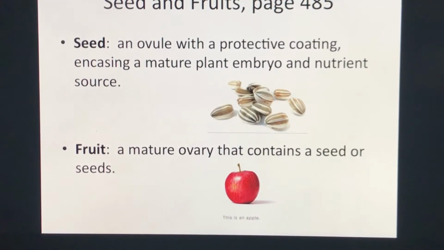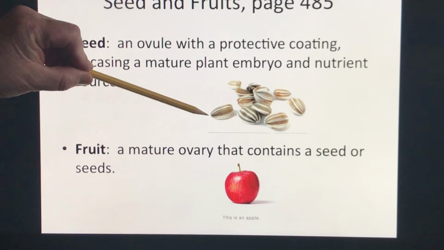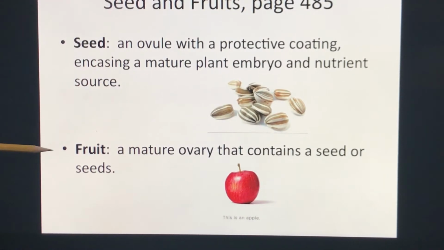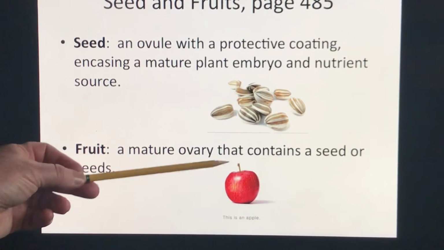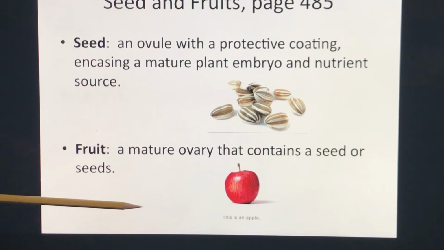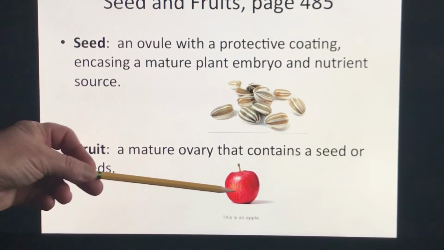All right, so let's compare a little bit the concept of a seed versus a fruit. A seed that we just looked at is an ovule with a protective coating that encases a mature plant embryo and a nutrient source. So this might be an example of a seed. Versus a fruit, which is a mature ovary, so the whole entire fruit is actually considered the ovary, and that has a seed or multiple seeds inside of it.